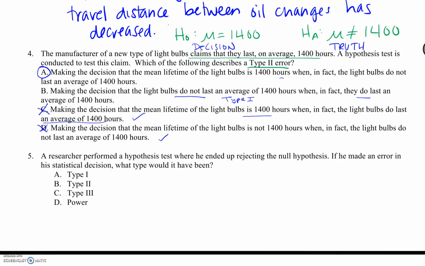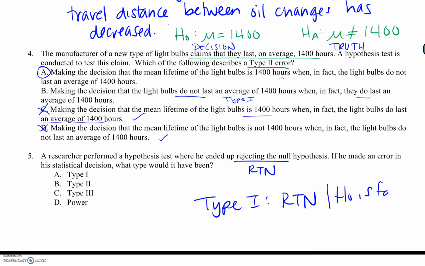Okay, so second one here is about how these things are all interrelated. A researcher performed a hypothesis test where he ended up rejecting the null hypothesis. If he made an error in his decision, what type of error would it be? Well, we just said type 1 is rejecting the null when H naught is true. Type 2 is failing to reject the null when H naught is false.